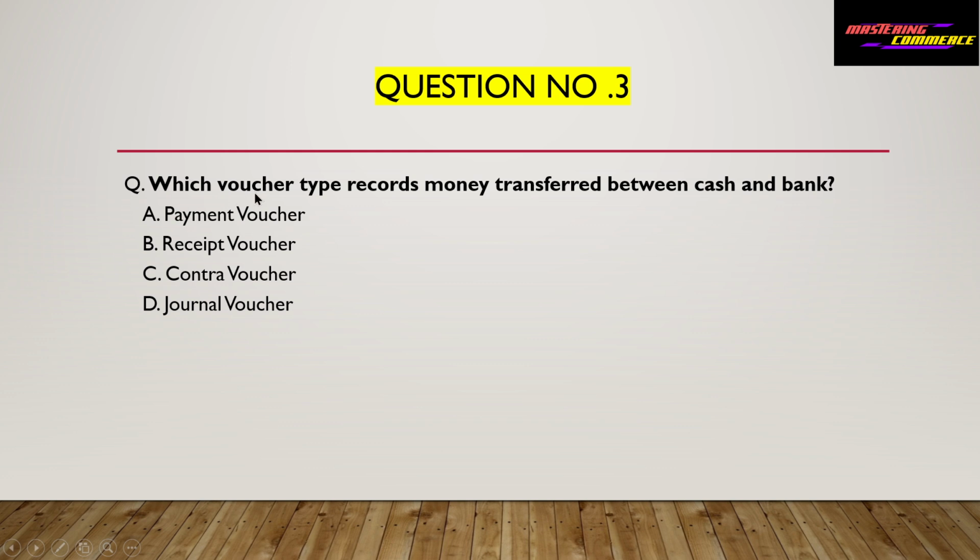Question number 3 is, which voucher type records money transferred between cash and bank? So the options are payment voucher, receipt voucher, contra voucher, general voucher. So the answer is C, contra voucher.